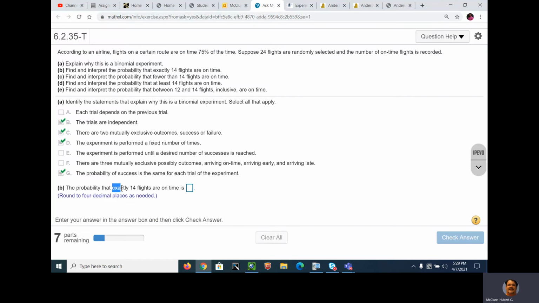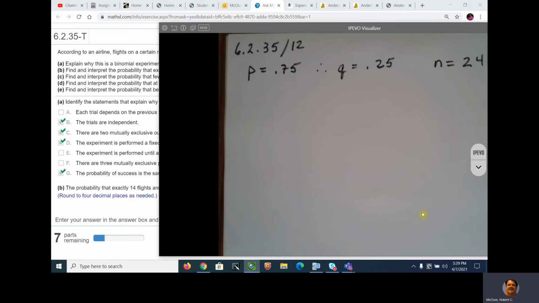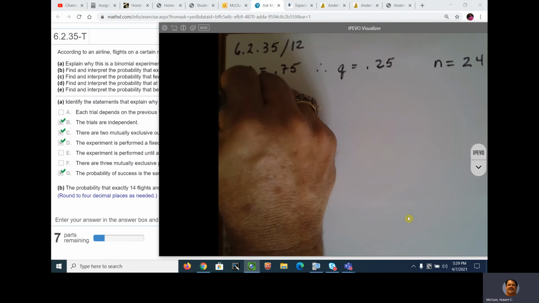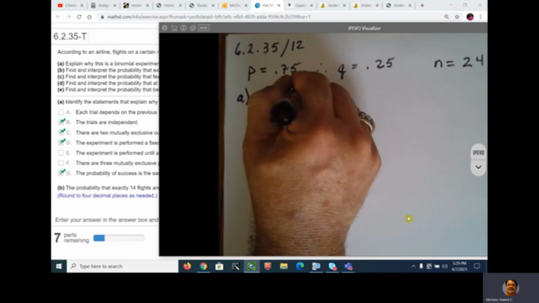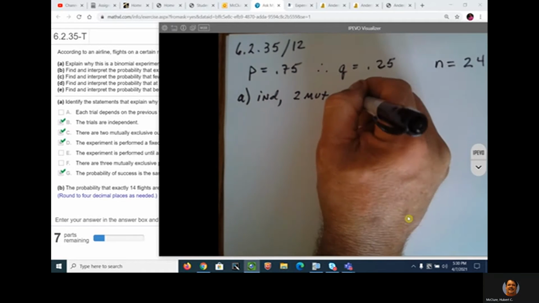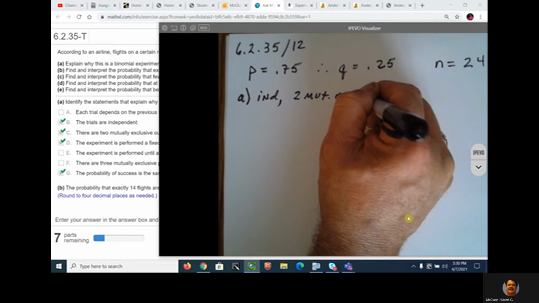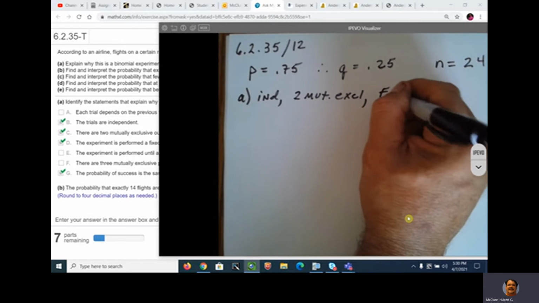The probability exactly, that's PDF. Okay, so I'm going to go to my handy dandy. So A is the trials are independent, 2 mutually exclusive outcomes. What else? Fixed number of trials.